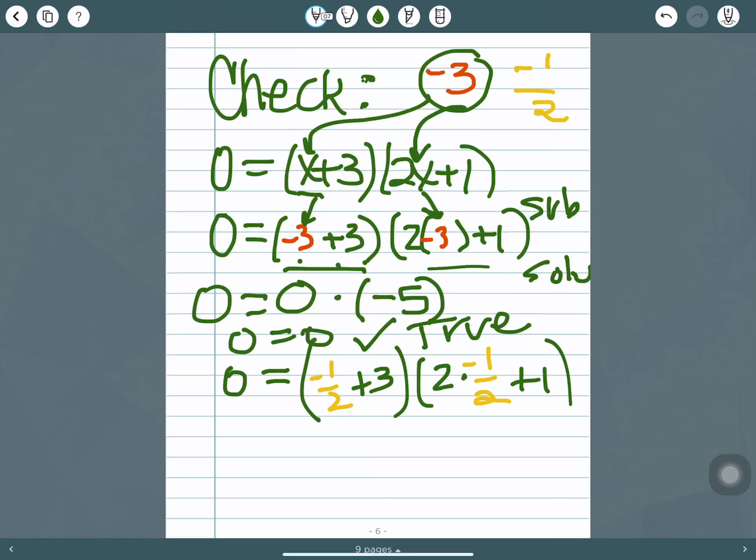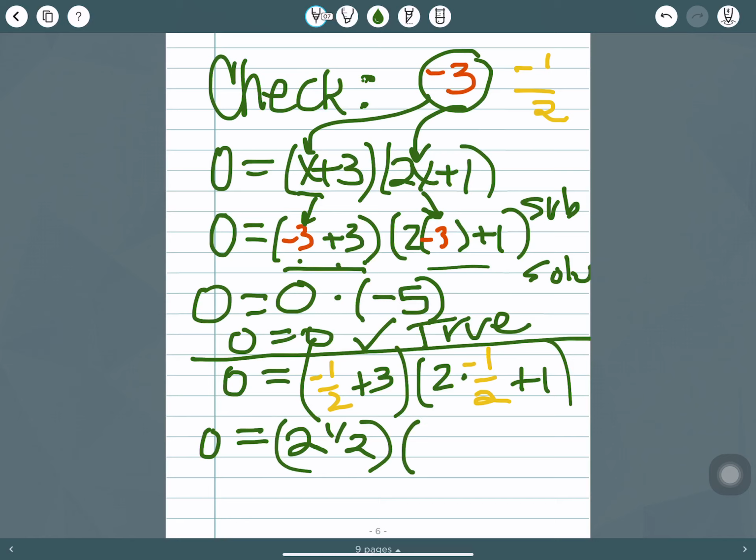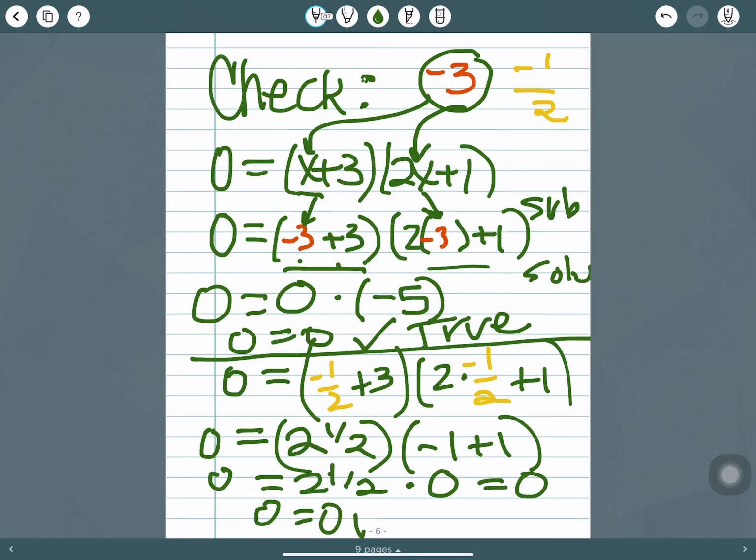So let's take a look at the second solution. So we get 0 equals 2.5. Negative 1/2 plus 3 is 2.5, or 5/2. 2 times negative 1/2 is negative 1 plus 1. 2.5 times 0, which is 0. So that checks out.